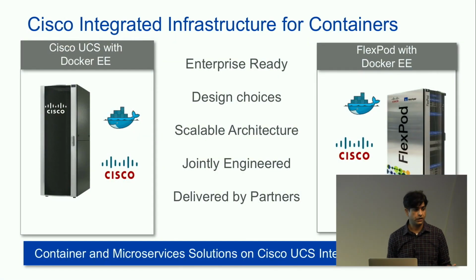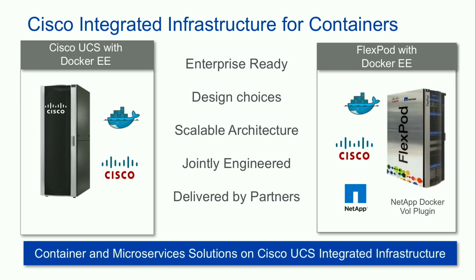We have two solutions that are generally available. GA solutions, CVD is already out. Step-by-step guidance how to deploy on-prem data center for containers. They're enterprise ready. And scalable architecture, you can scale up, scale out with ease. I'm going to talk about a little bit more about UCS so that you can have a better understanding about the scalability factor of it.